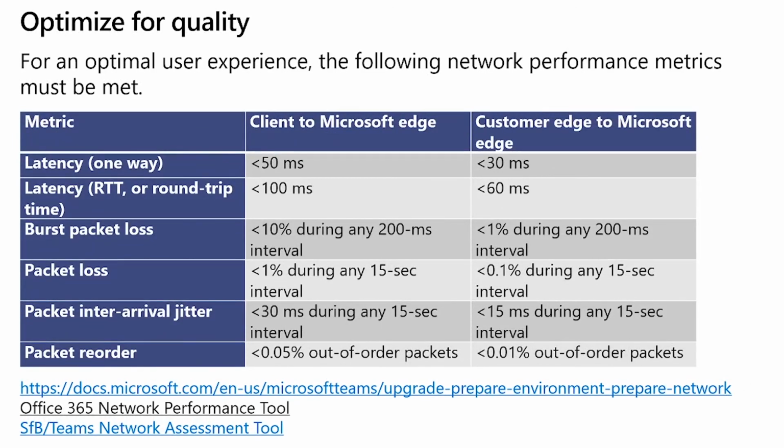Other network performance metrics that must be considered are latency, packet loss, jitter, and packet reorder from the client to the Microsoft Edge and from the customer edge to the Microsoft Edge. Don't be confused by the term Microsoft Edge. It is defined as the perimeter network and not the Skype for Business Edge server role.